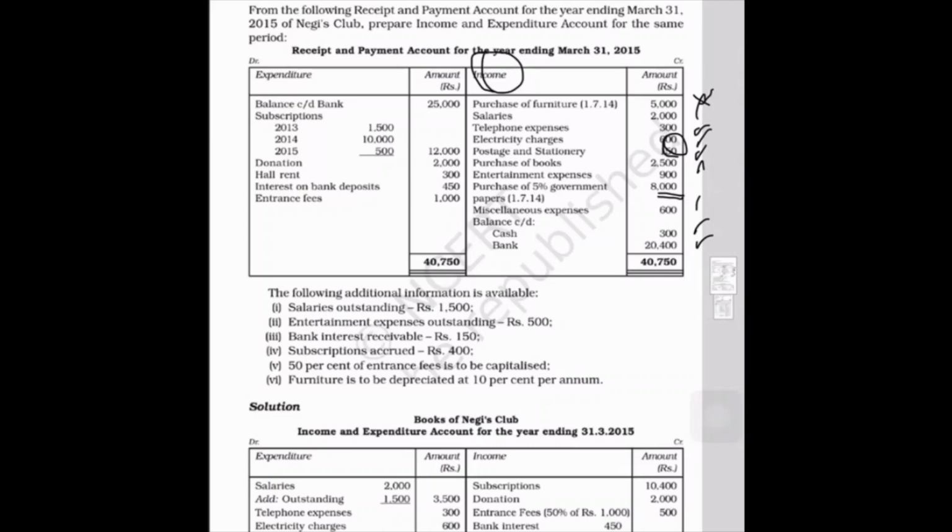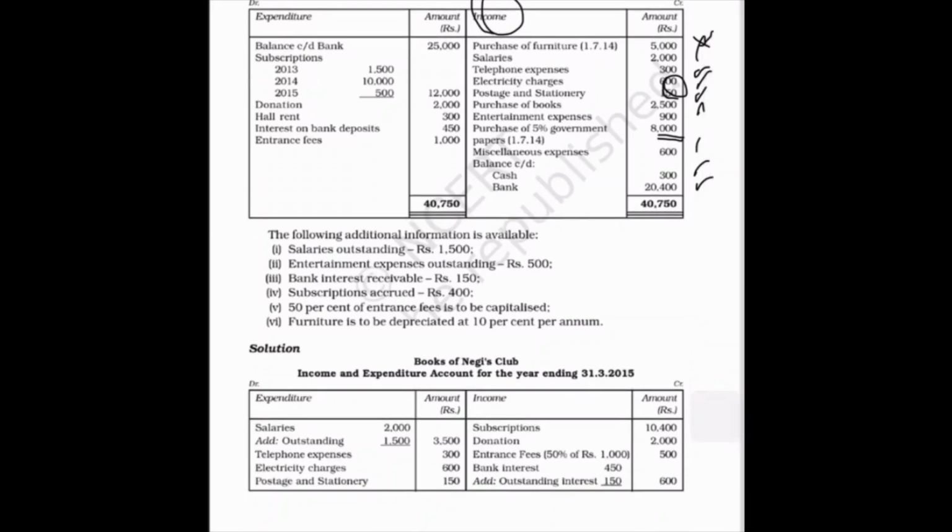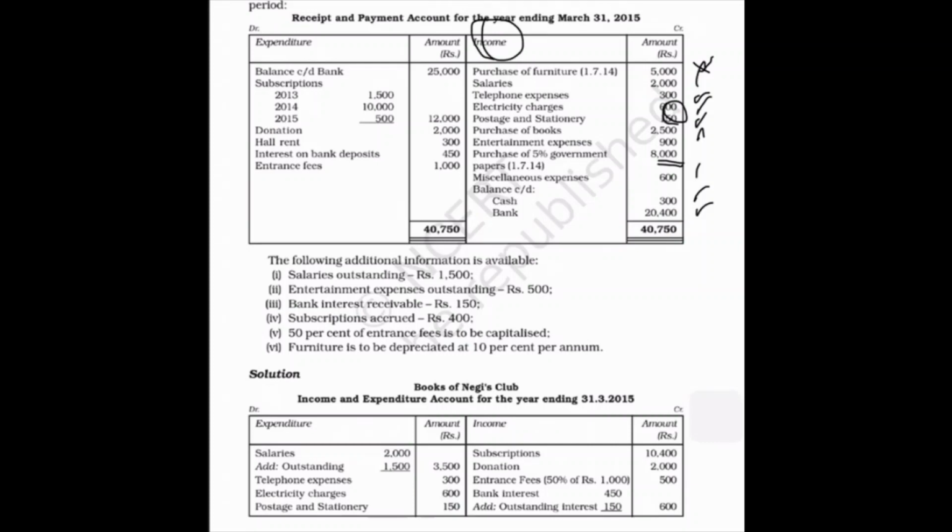Salary outstanding. For salary there is an outstanding, so we have to add this 1,500 to the salaries account on the debit side of income and expenditure account. And then entertainment expenses outstanding. How much entertainment expenses is given? 900 rupees. At the same time there is an outstanding, so we have to add 500 rupees.